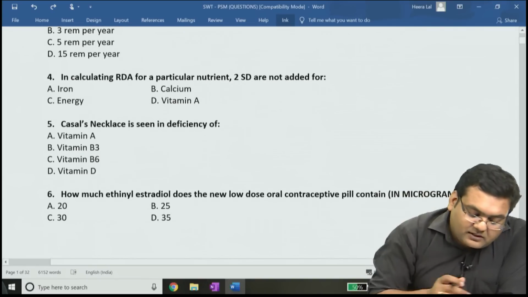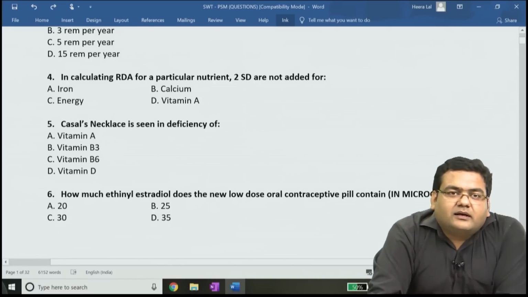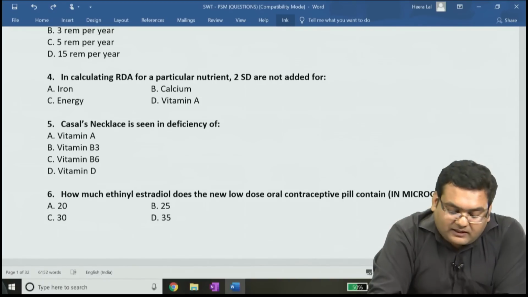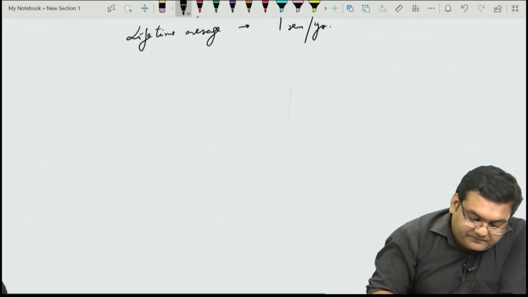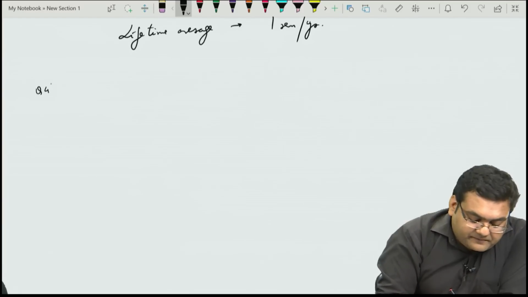Next question, question number 4. In calculating RDA for a particular nutrient, 2 standard deviations are not added for. The correct answer is option C. That is energy.